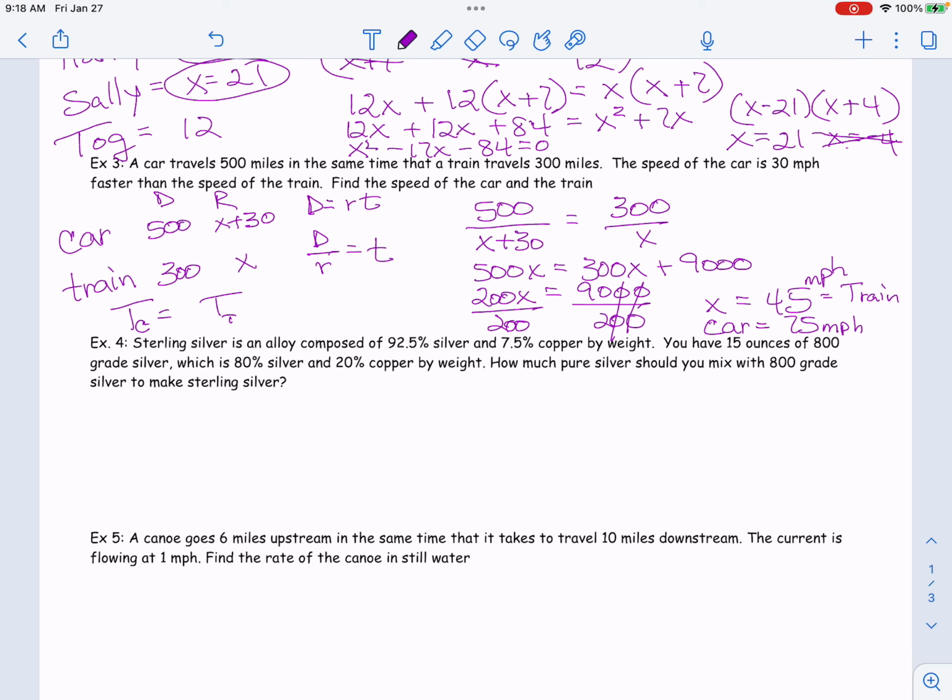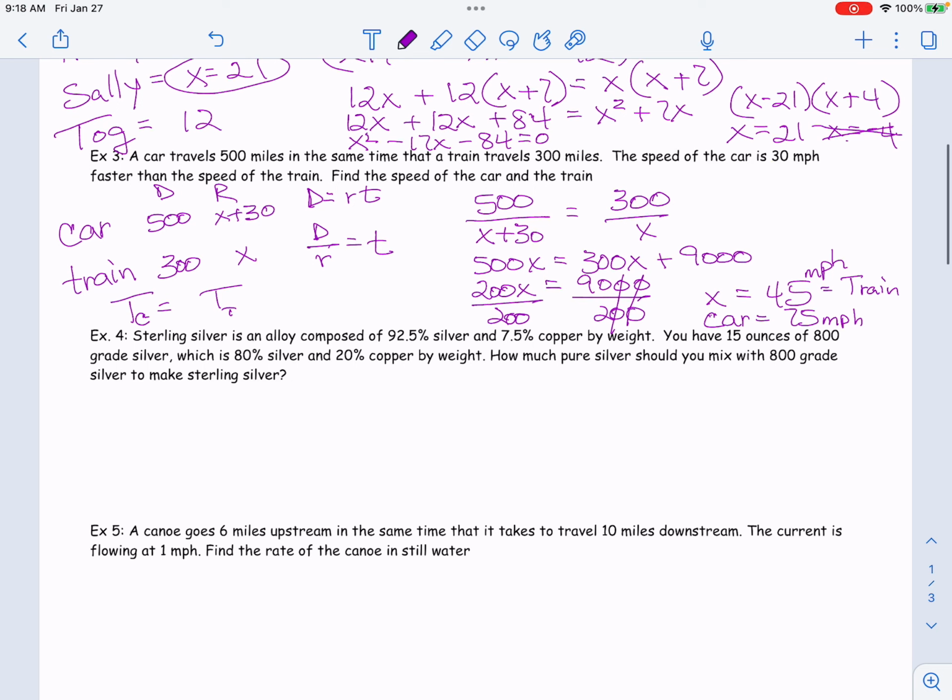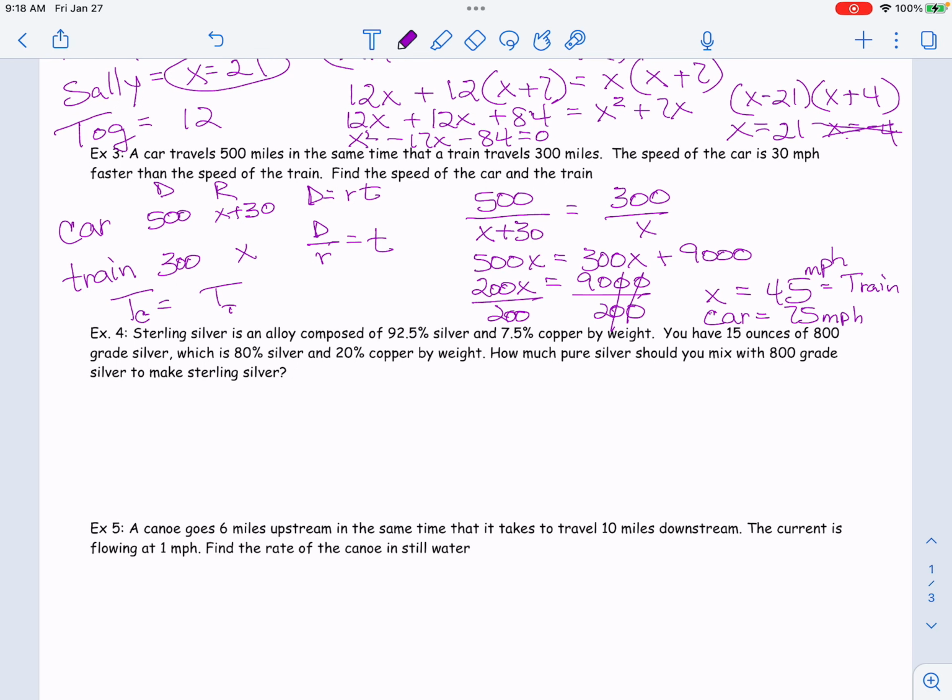Okay, this is a mixture problem. Sterling silver is an alloy composed of 92.5% silver and 7.5% copper by weight. You have 15 ounces of 800 grade silver, which is 80% silver and 20% copper by weight. How much pure silver should you mix with 800 grade silver to make sterling silver? This is a silver problem. Copper we don't really need in this problem. So right now we have 15 ounces.